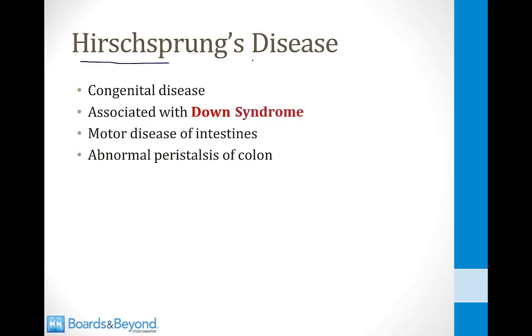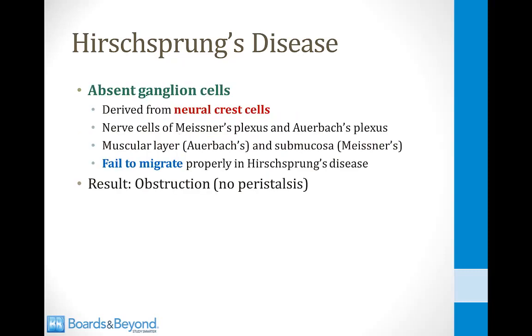Now let's talk about Hirschsprung's disease. This is a congenital disorder that is associated with Down syndrome, that is a motor disease of the intestines, and children born with Hirschsprung's disease have abnormal peristalsis of the colon. Hirschsprung's disease is caused by an absence of ganglion cells in the intestines. These ganglion cells are derived embryologically from neural crest cells, and they form the nerve cells of Meissner's plexus and Auerbach's plexus.